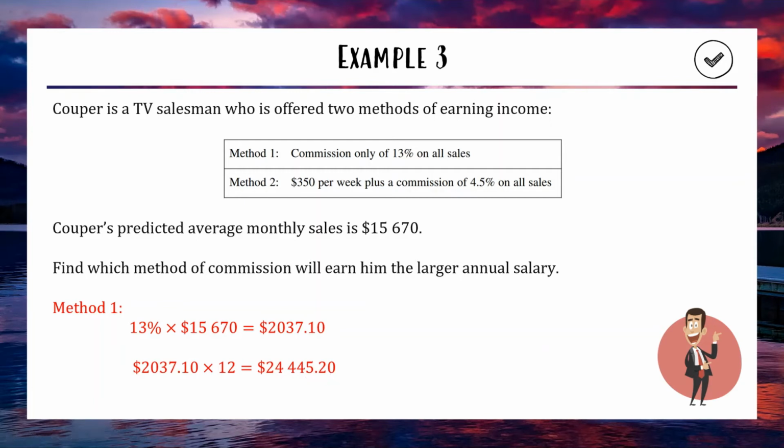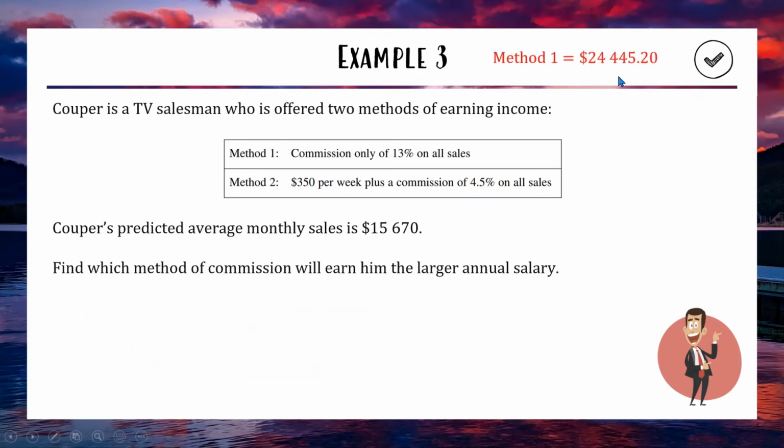We'll keep that number aside and we're going to calculate method 2 and we're going to compare them. So we're just going to write that up here for method 1. Okay, method 2, we're going to do our commission calculations again, this time using 4.5%. Then we're also going to factor in $350 each week as a base retainer, like we said.